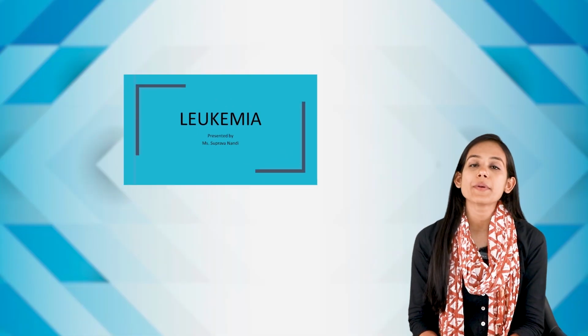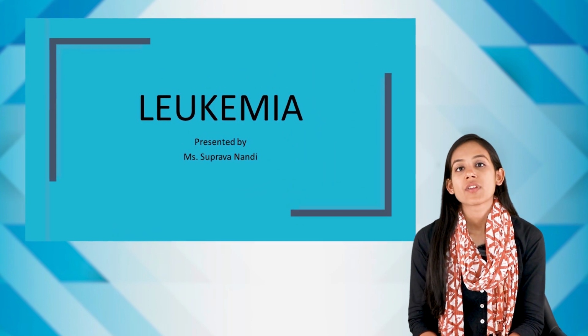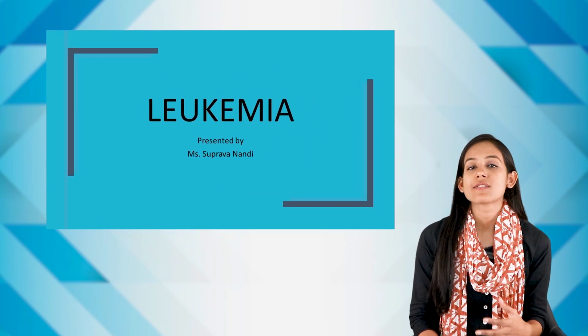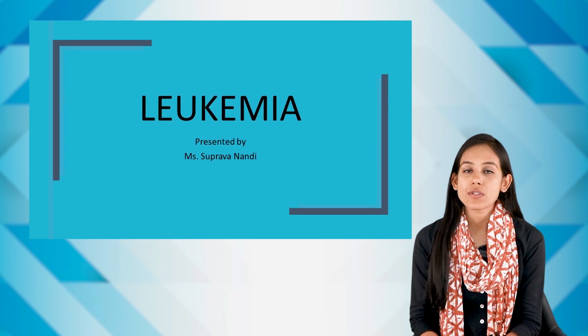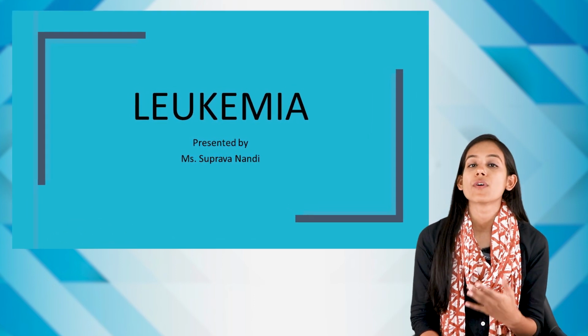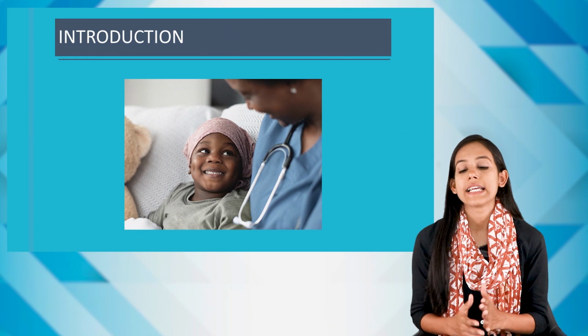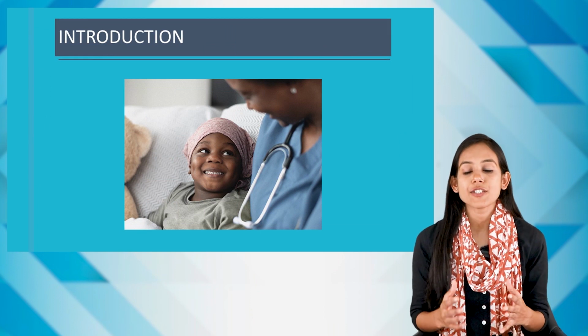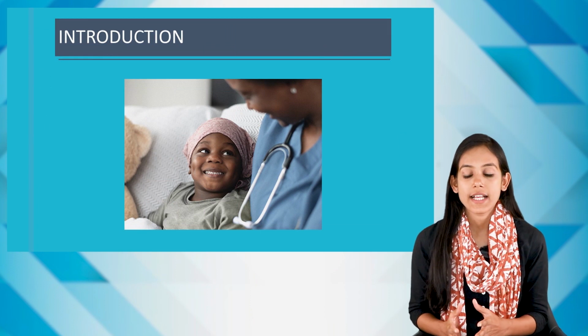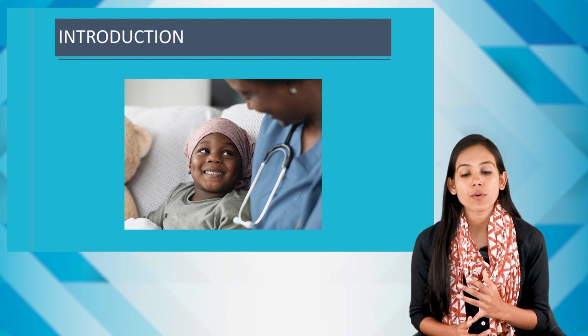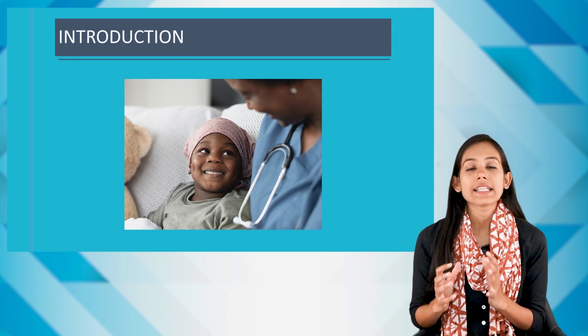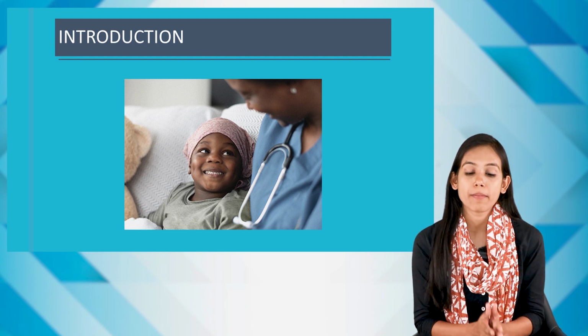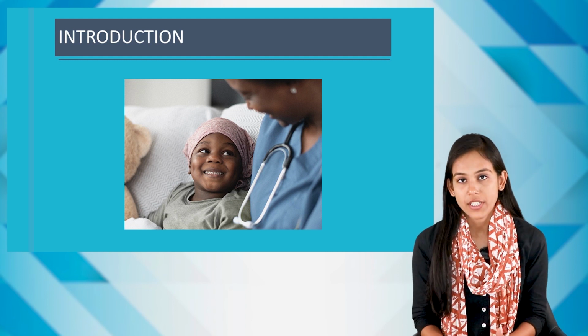In today's session, we will be dealing with leukemia, which is actually cancer of blood, or we can also say that it is cancer of bone marrow. So basically, leukemia is a malignant proliferation of blood cells, precursors in bone marrow or lymph tissue, and their accumulation in peripheral blood, bone marrow and body tissues.